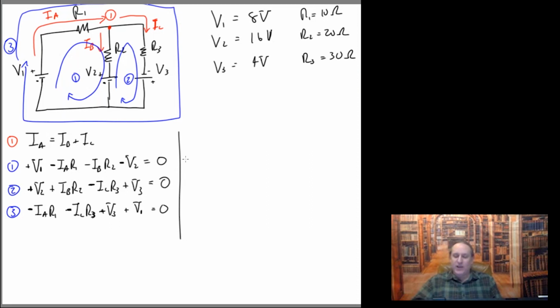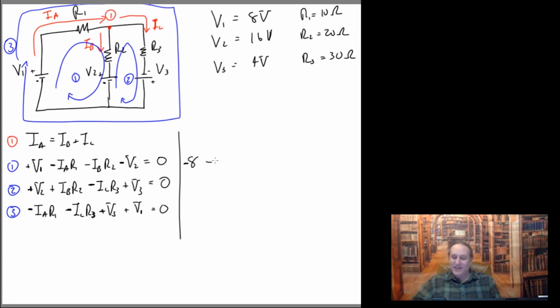So let's go ahead and put in our numbers for the voltages and for the resistors, and kind of make these equations look simpler so we can look at how to attack them. So V1 minus V2 would be, there's an 8 minus a 16, which gives me a negative 8.